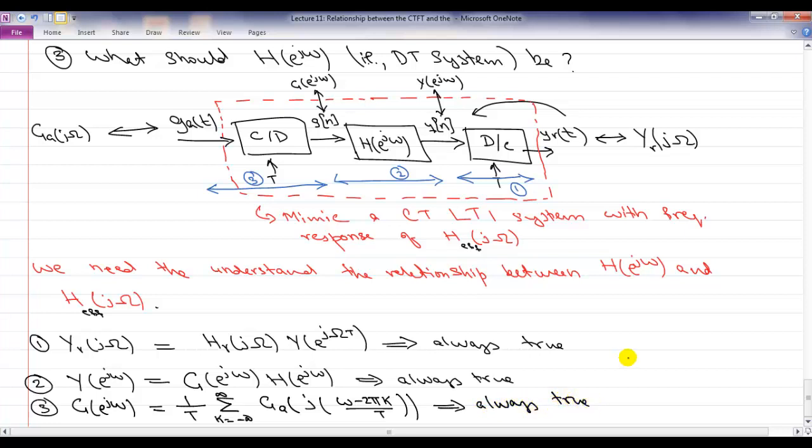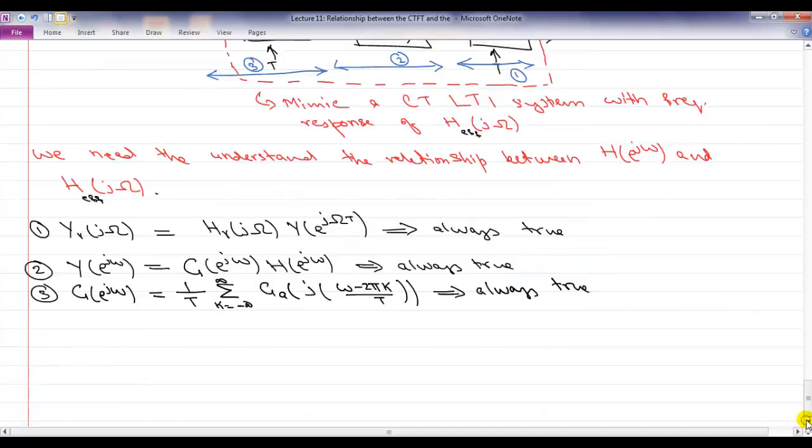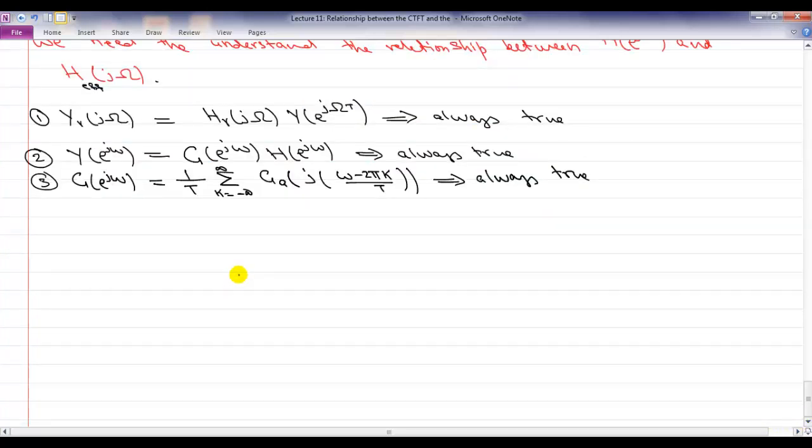So regardless of what happens, whether you have aliasing or not, these three relationships are true. What we want is a relationship between the input continuous time signal and the output continuous time signal, because that is what will describe whether we have an LTI system or not. So let's start plugging in all of these things. Plug 3 into 2.